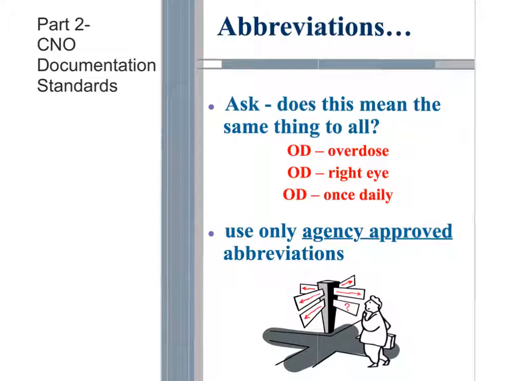We can only use agency-approved abbreviations because otherwise it creates confusion. Abbreviations are allowed because it helps to keep our charting shorter, and so it's easier to review, and a lot of medical words are really long. So abbreviations are okay, but you have to use only the ones that are approved by the agency.